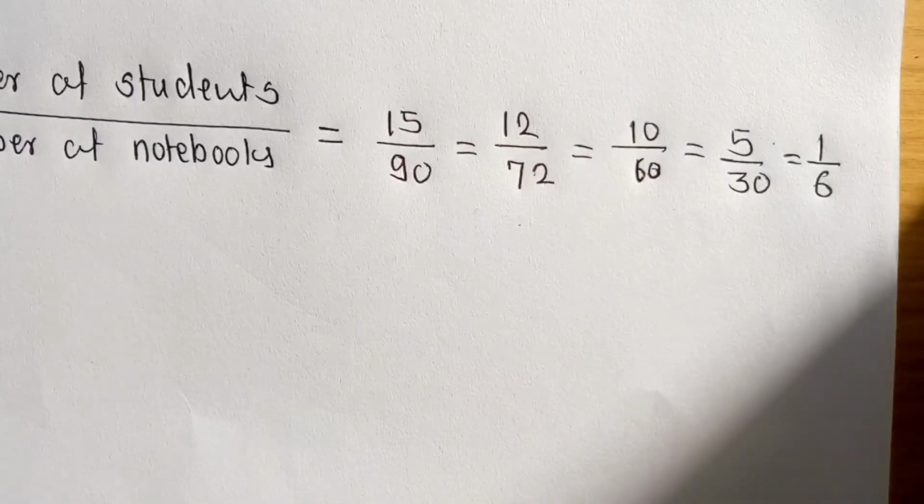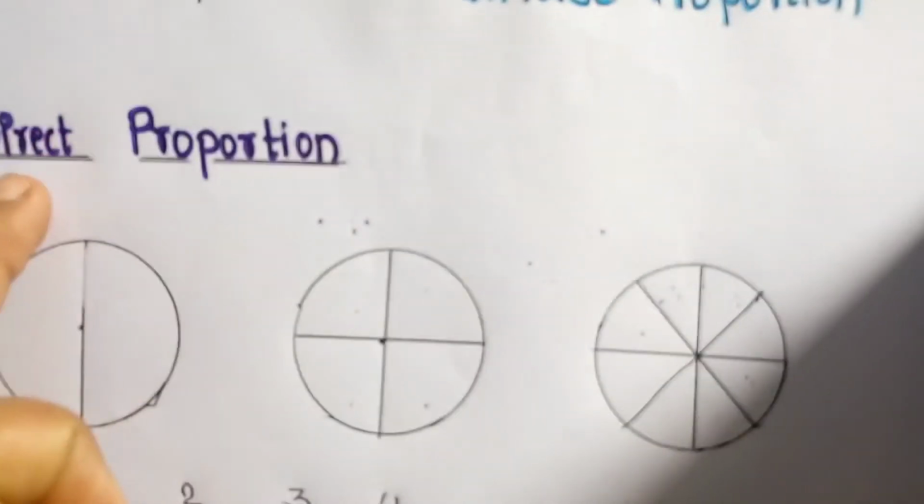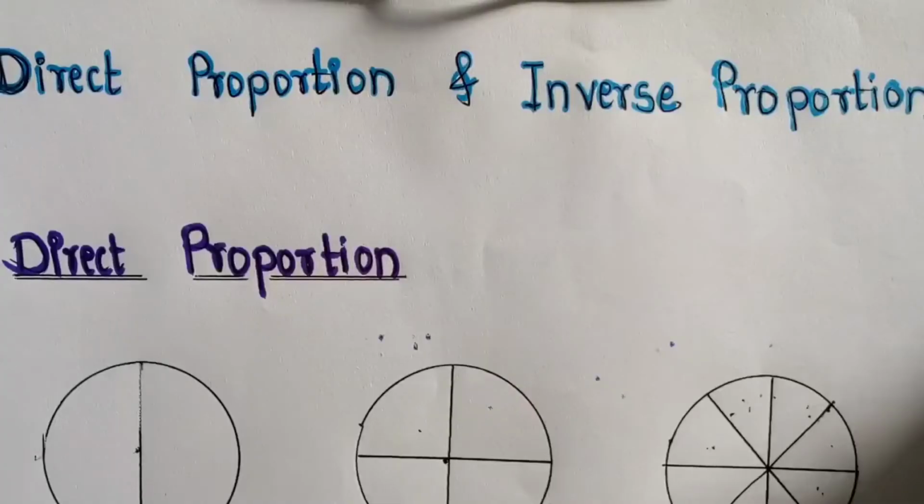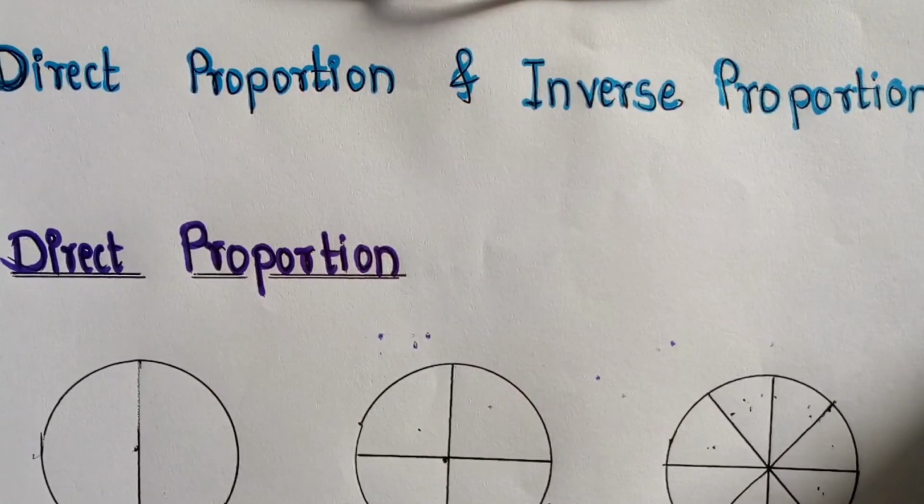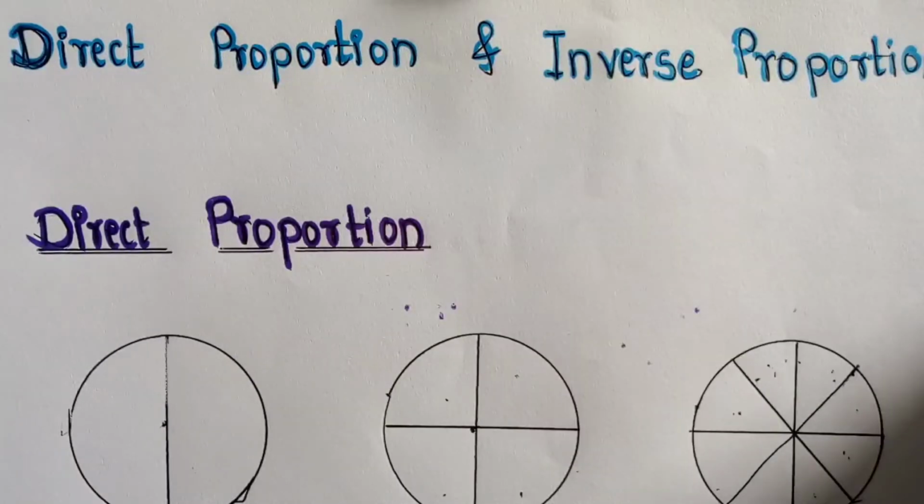It is an example of direct proportion. So I think here you are getting it, what is meant by direct proportion. If one thing we increase, the second thing automatically increases. This is direct proportion. So on this direct proportion we will see one example.